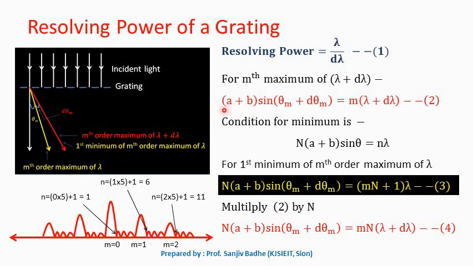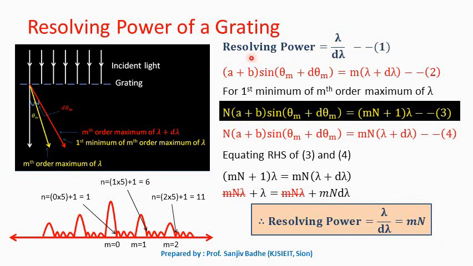Now just look at equation number 2 and equation number 3, almost similar. If you multiply equation number 2 by N, we will get N into (a plus b) sin theta m plus d theta m, equal to mN lambda plus d lambda. Now you can compare equation 3 with the new equation obtained, that is equation number 4. The left hand sides of equation number 3 and equation number 4 are identical, and therefore we can equate the right hand sides of these two equations and get the required relation. So let us try to do this in the next slide.